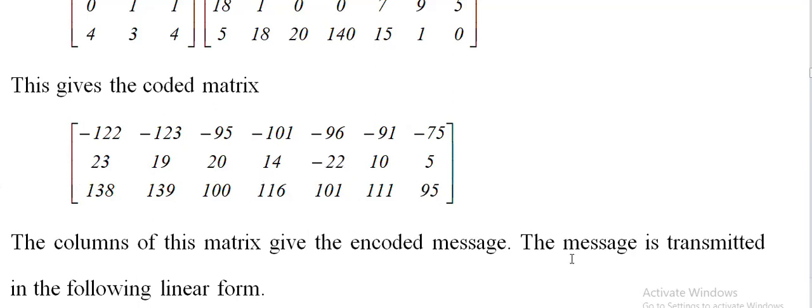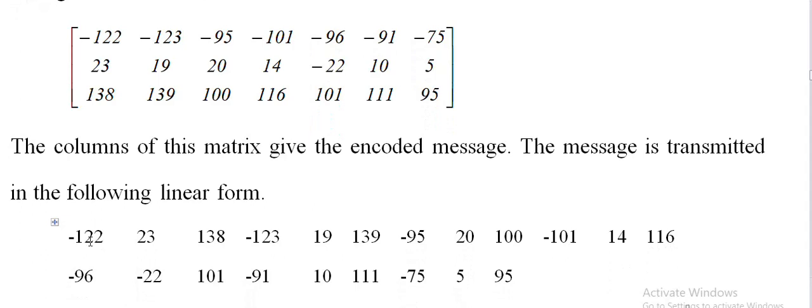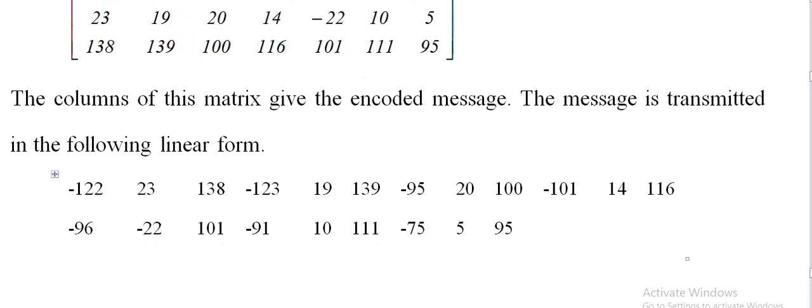When you put it in a string, the columns of this matrix give the encoded message. The message is transmitted in the following linear form: 122, 23, 138, minus 122, and so on. Don't change it. You take it column by column, column by column. It will pass the same message which you want to code.